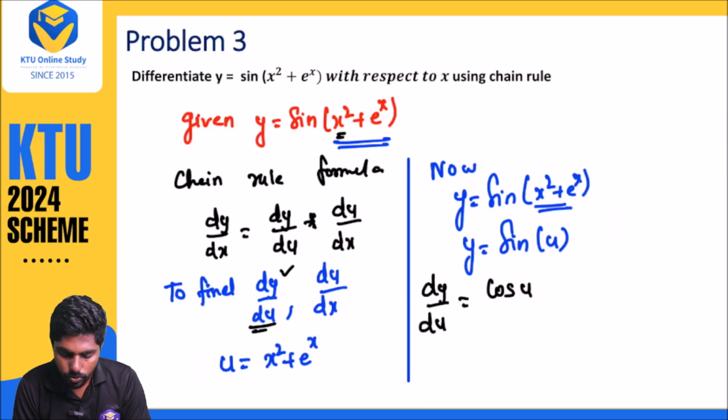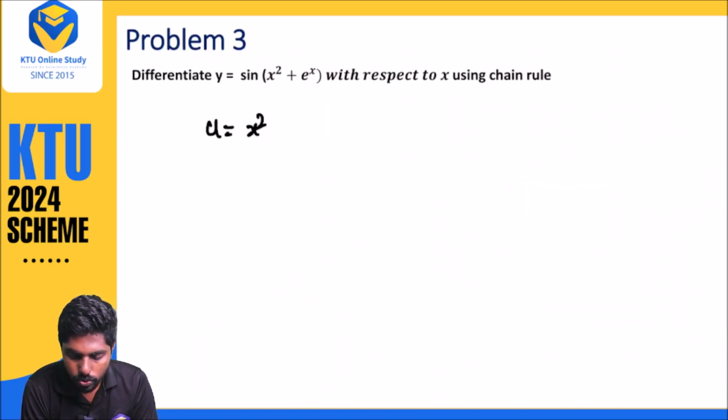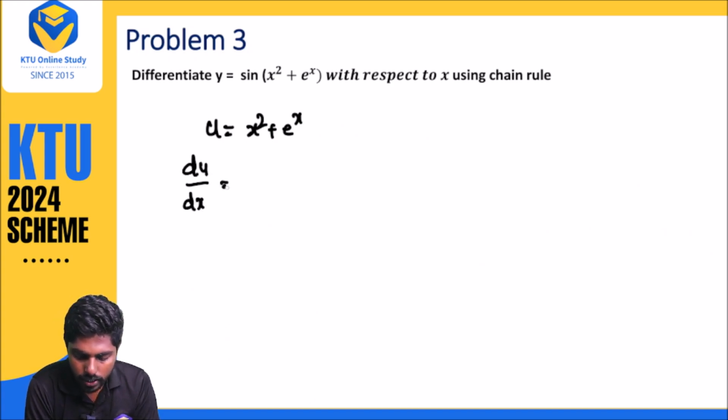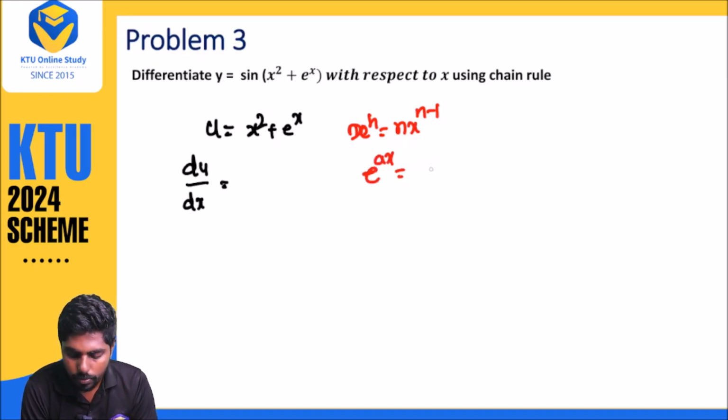Now what is the second value? We want to identify dou u by dou x. So what is u? The u value is x square plus e power x. So what is dou u by dou x? We know the formula: the derivative of x power n is n into x power n minus 1. And what is the differential formula of e power ax? That is a into e power ax. Here a equals 1, and n equals 2.